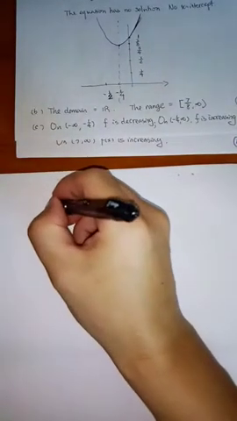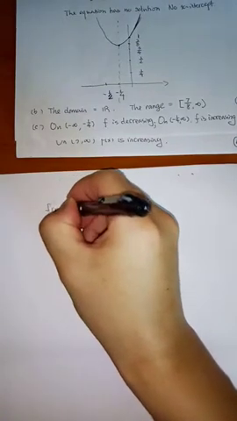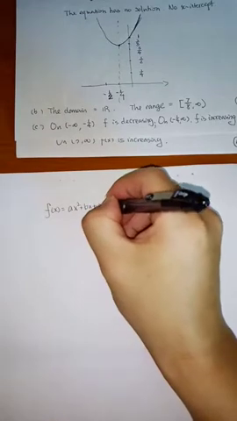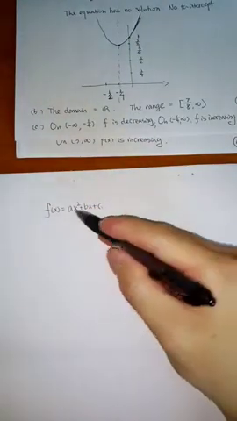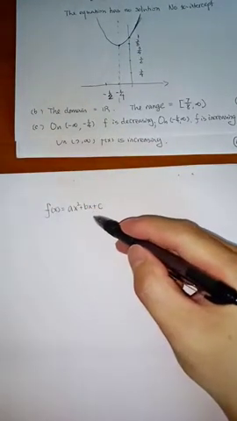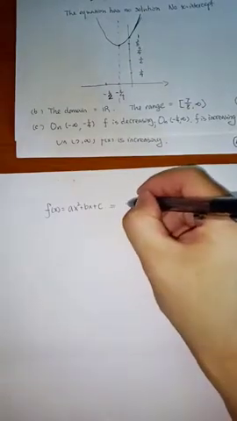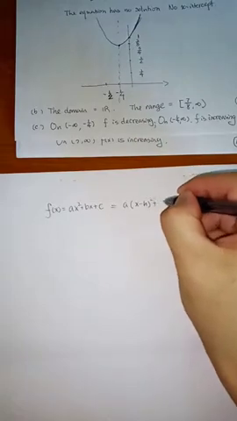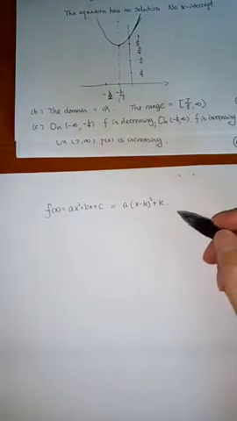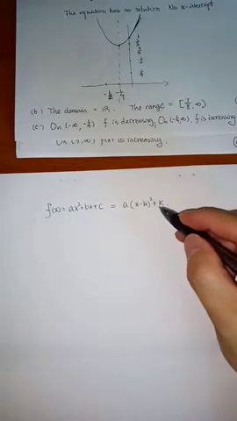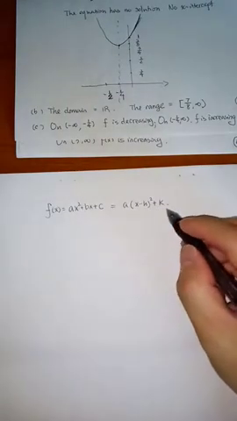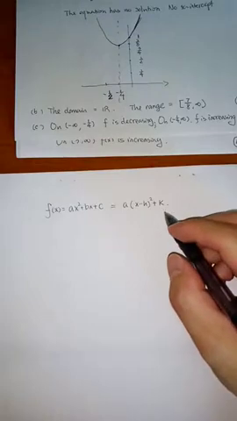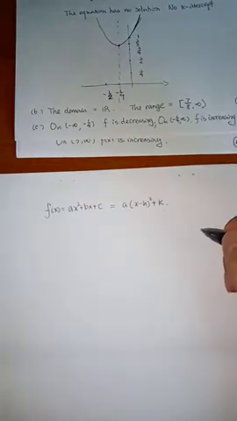Okay, so remember, the quadratic equation can have the standard form ax squared plus bx plus c. It can also have this vertex form, a times x minus h quantity squared plus k. h, k are the coordinates of the vertex. Okay, so let's see.